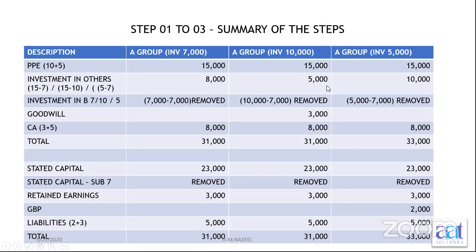You have removed 5,000 rupees. So it should be 10,000 rupees, right? Okay. Now you can see how it evolves one by one.